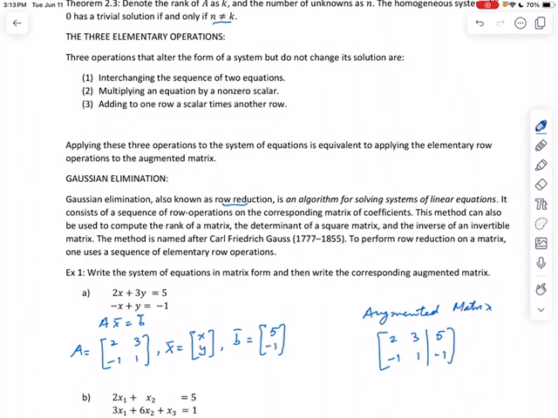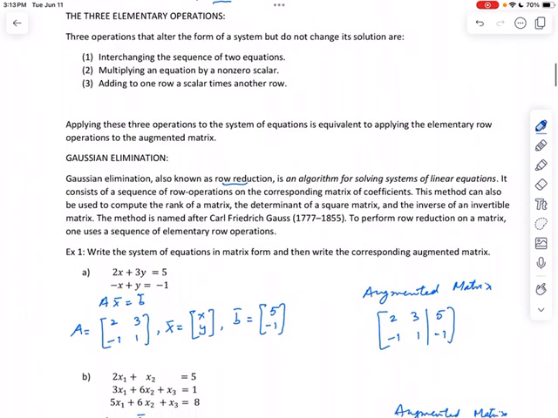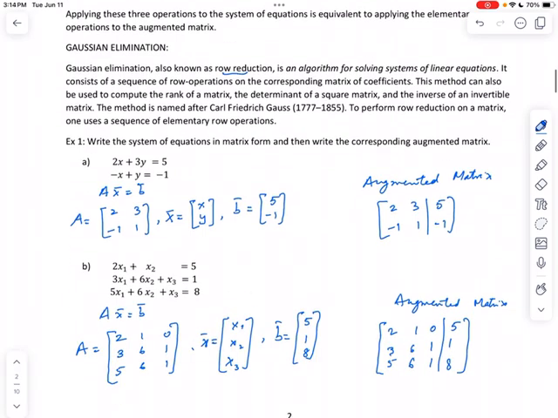The method is named after the mathematician Carl Friedrich Gauss. He lived from 1777 to 1855. Now to perform a row reduction on a matrix, we have to use the elementary row operations. So the first thing you have to know is how to write the augmented matrix, how to convert the system into matrix form.